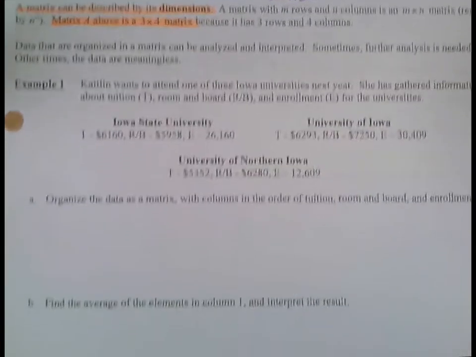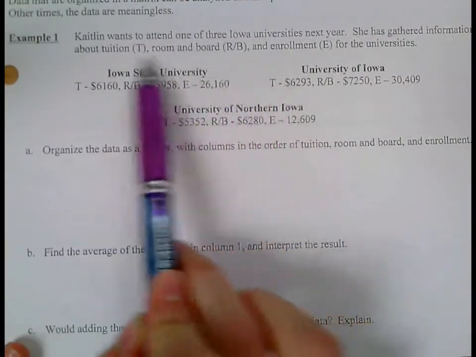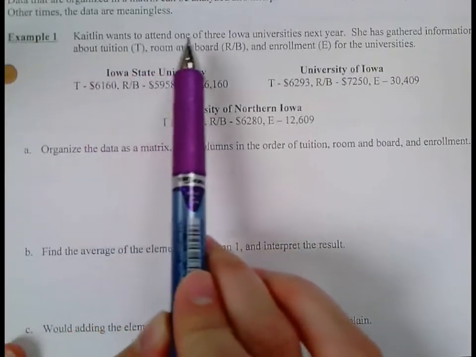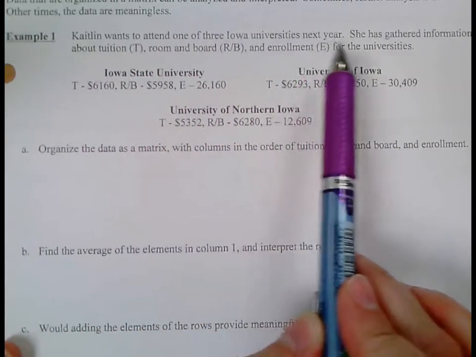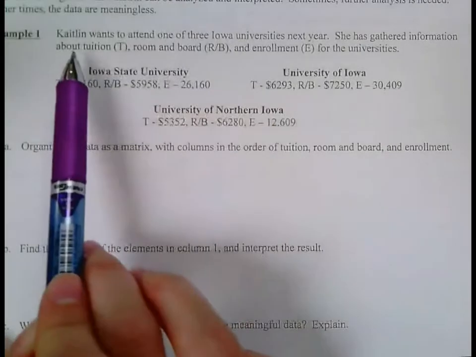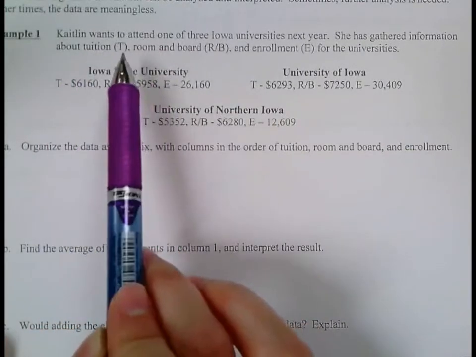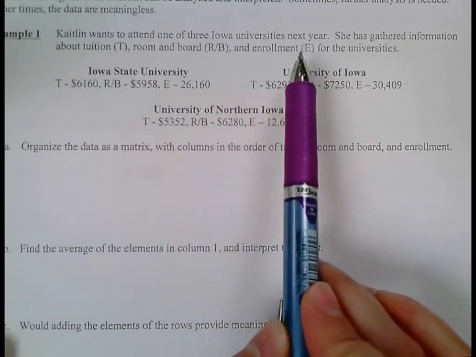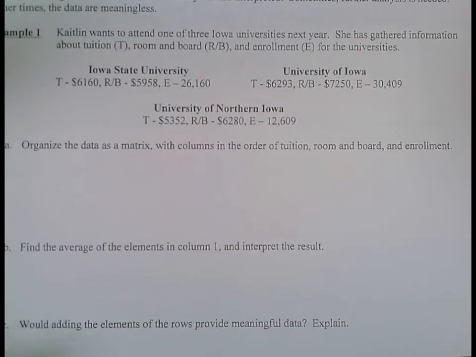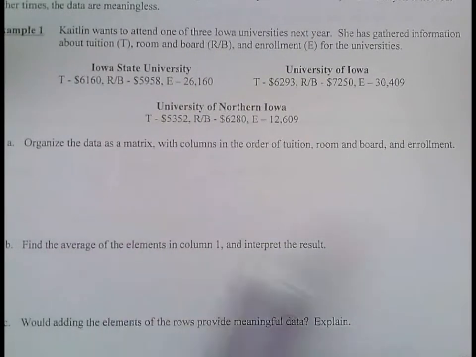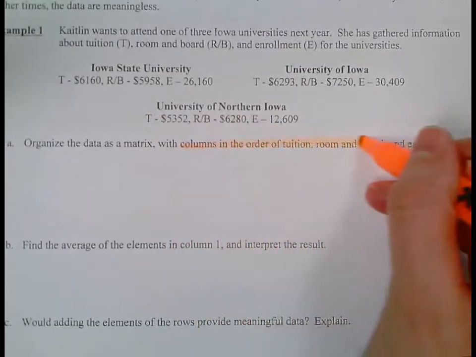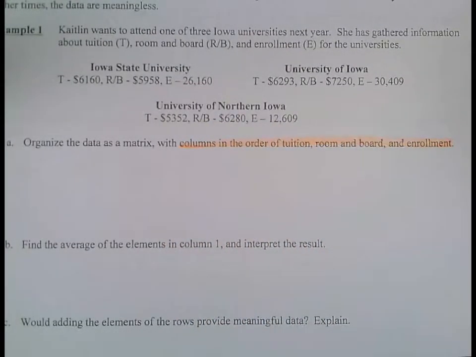So example 1 is giving us information about 3 universities in Iowa. It says Caitlin wants to attend one of 3 Iowa universities next year. She's gathered information about each school's tuition, which is the capital T, room and board, which is the R/B, and enrollment, which is E, for the universities. In part A, it says organize the data as a matrix with the columns in the order of tuition, room and board, and enrollment.